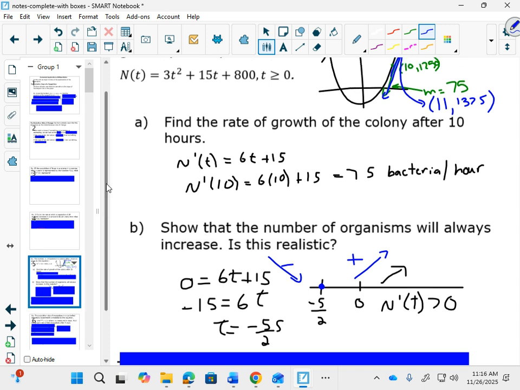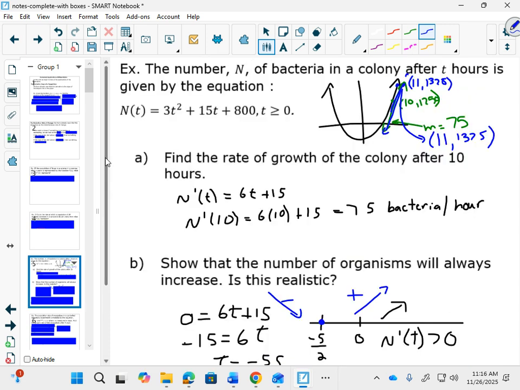I mean, this is a parabola. Do you see that this is pretty obvious? Apparently, negative 5 over 2 happens to be the x-coordinate where it switches from decreasing to increasing. Why will this be always increasing? Well, time has to be bigger than 0. And everything bigger than 0, your derivative is positive.